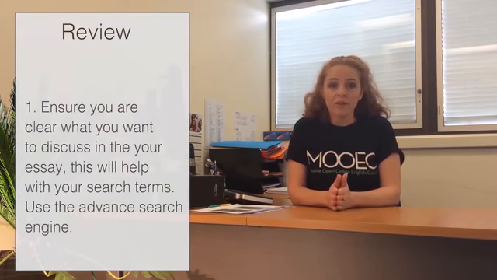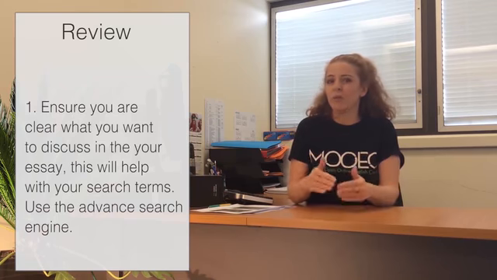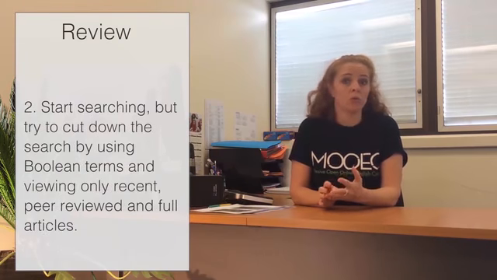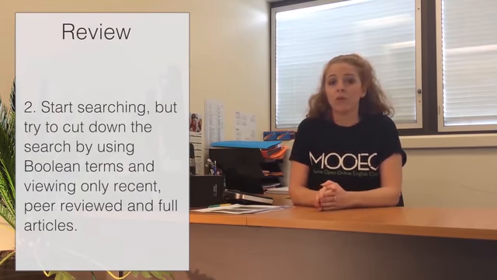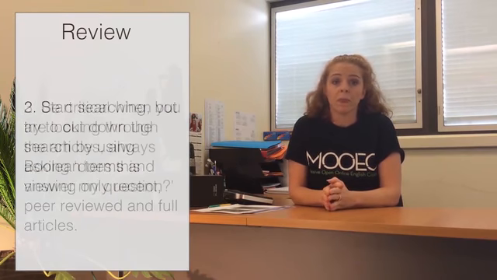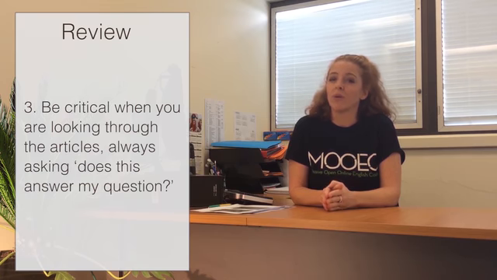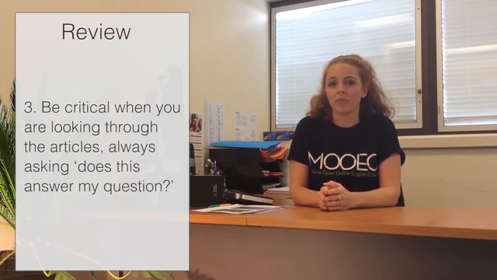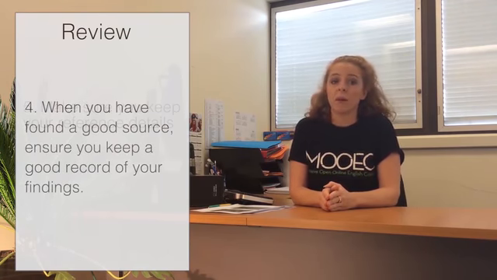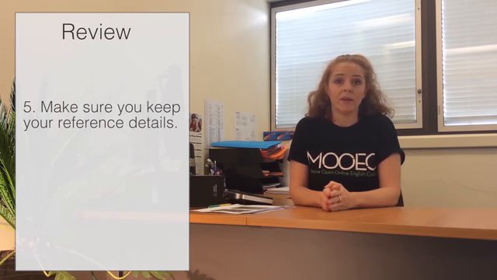Let's review the main points of this tutorial. Ensure you understand the database platform and are able to use the advanced search engine. This will help you narrow your search down. Use Boolean terms and, or, not. Click on boxes for the peer-reviewed articles or the full articles. If you'd like to sort through dates or locations, use these tools. Be critical when you're looking through articles, always asking, does this answer my question? When you do find a good source, ensure you keep a good record of your findings. Make sure you keep your reference details all handy.